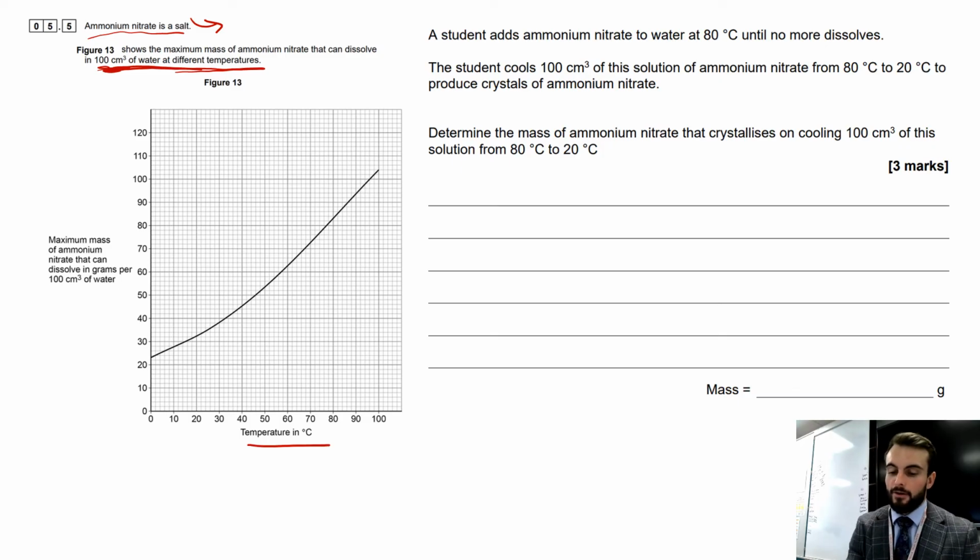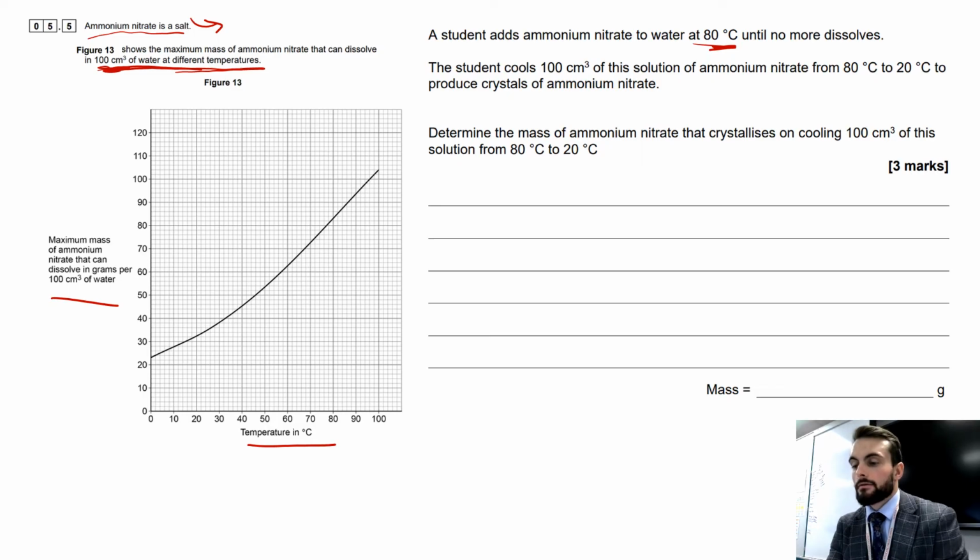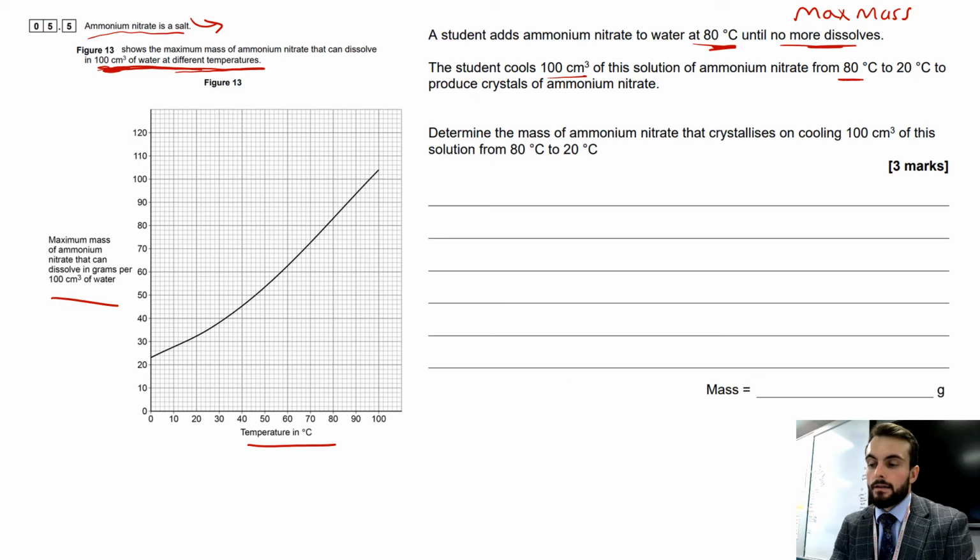Something to do. Along the bottom it says temperature. Along the side is the maximum mass of ammonium nitrate that will dissolve in 100 centimeters cubed of water at whatever temperature it is. So it says they add ammonium nitrate to it at 80 degrees until no more dissolves. So this would be the maximum mass that dissolves. And then they cool the 100 centimeters cubed down from 80 degrees down to 20 degrees to produce crystals of ammonium nitrate.